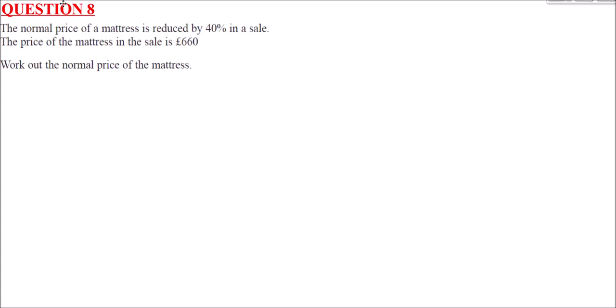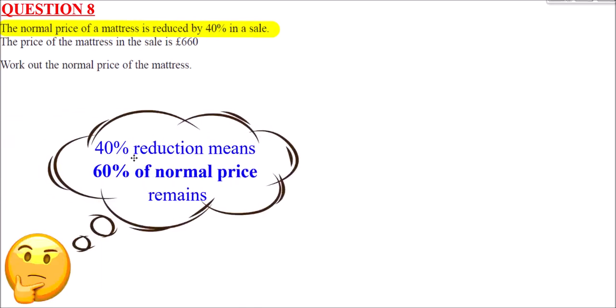So, it's been reduced by 40%. That's the key piece of information. So, let's think what that means. Essentially, if 40% comes off a price, that means 60% of the normal price remains. So a different way of saying this would be that the actual sale price is 60% of the original. And 60% of the original, we're told, is £660 because that's the sale price. So this is our way into the question. If 40% comes off, 60% remains, and the 60% that remains must equal £660.